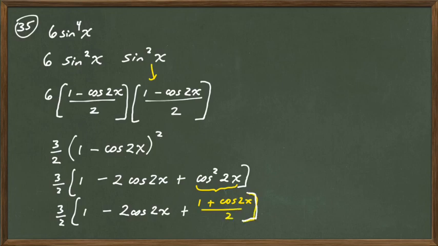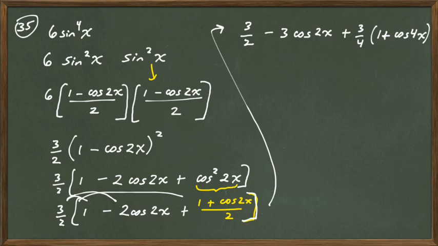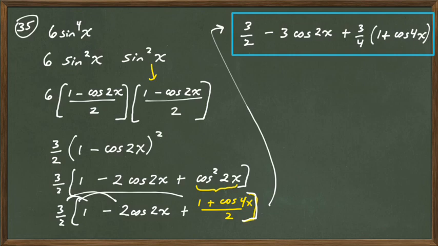So, let's clean all this up. If you don't mind, I'm going to distribute. 3/2 times 1 is 3/2. 3/2 times 2 gives me a 3. 3/2 times 1/2 makes a 3/4. And I'm wrong, this should be cosine of 4x, shouldn't it? If I double the angle, 2x, I believe this should be 4x. Now I think I have it down so that there's no power of a trig function greater than 1.